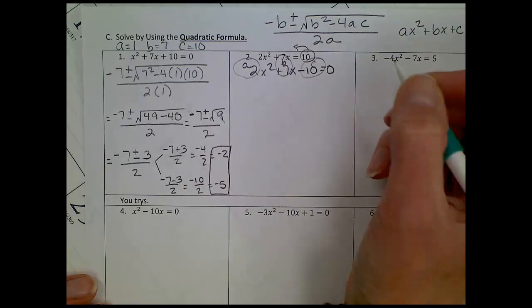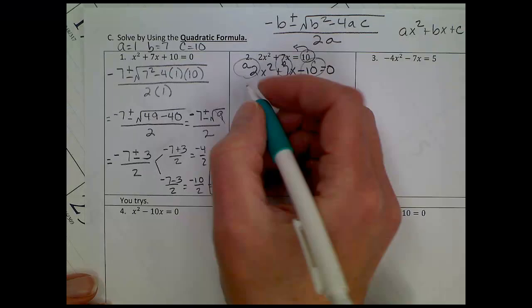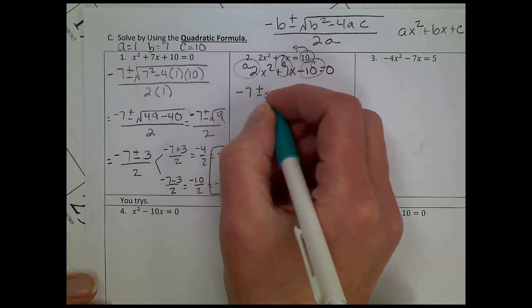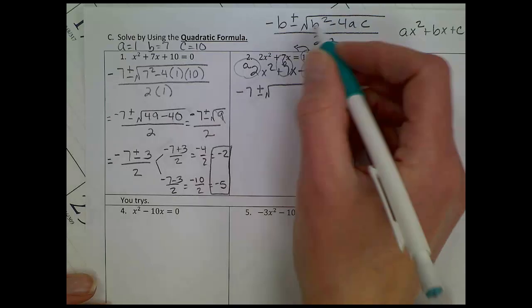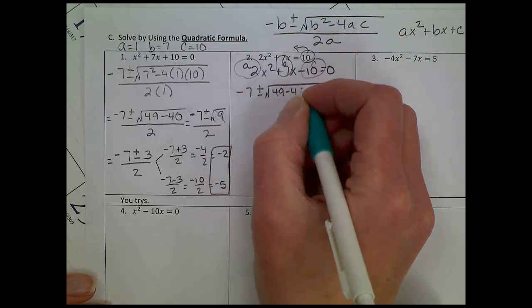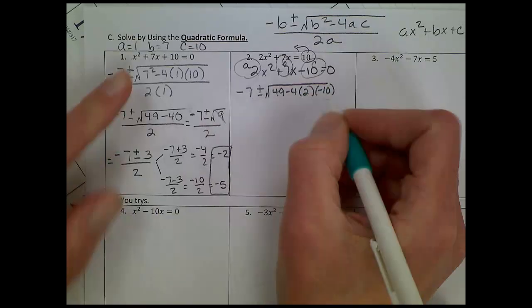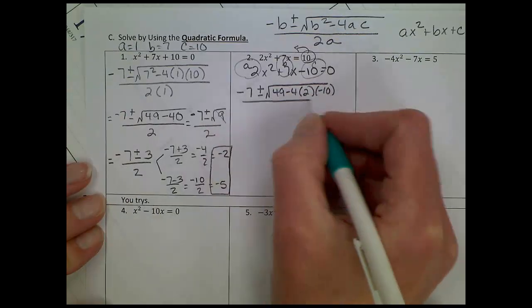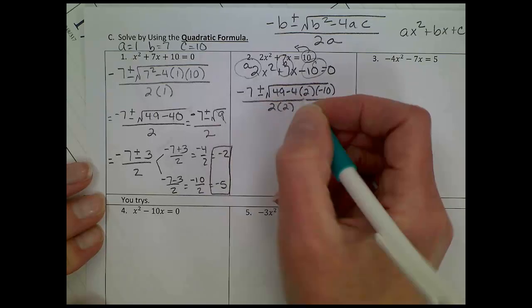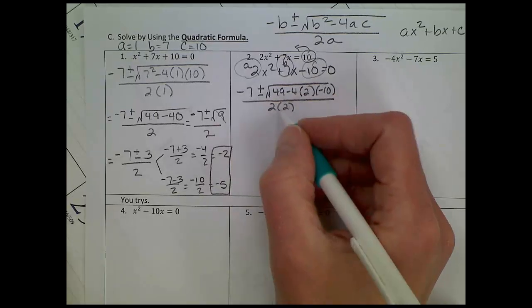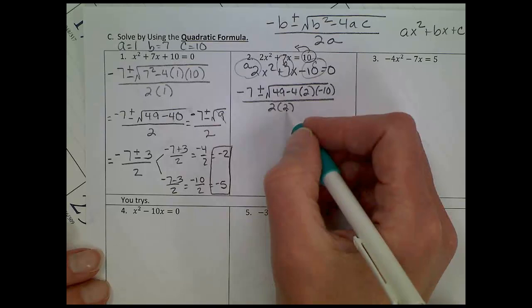So putting it into your equation, you've got negative 7 plus minus square root of B squared, so we'll have 49 minus 4 times A times C. So 4 times 2 times negative 10 all over 2A. A lot of times we're just used to putting 2 times 1, but this A is 2, so we got to do 2 times 2 on the bottom.